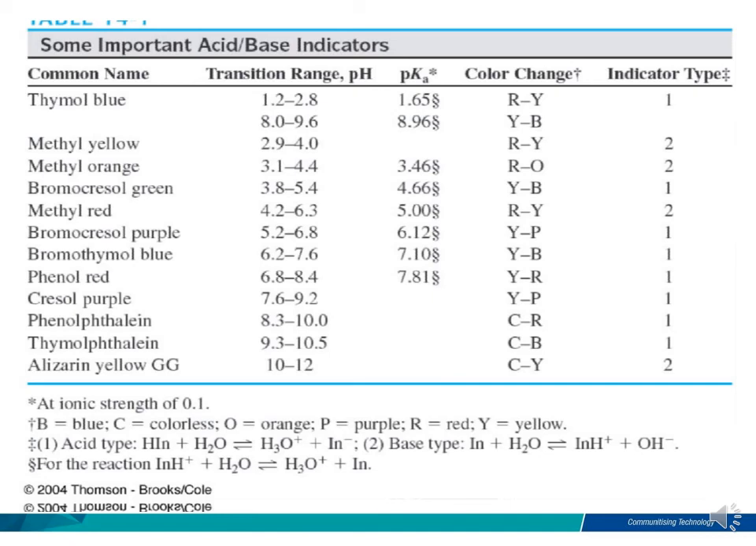This is the list of the acid-base indicators. As you can see, we have thymol blue, methyl yellow, methyl orange, bromocresol green, methyl red, and so on. But the difference between these kinds of indicators is the transition range. When we consider strong acid and strong base, we estimate that the pH at the equivalent point is 7. So we use the indicators that have a transition range that includes pH 7. That is how we can choose the best indicator for our experiment.